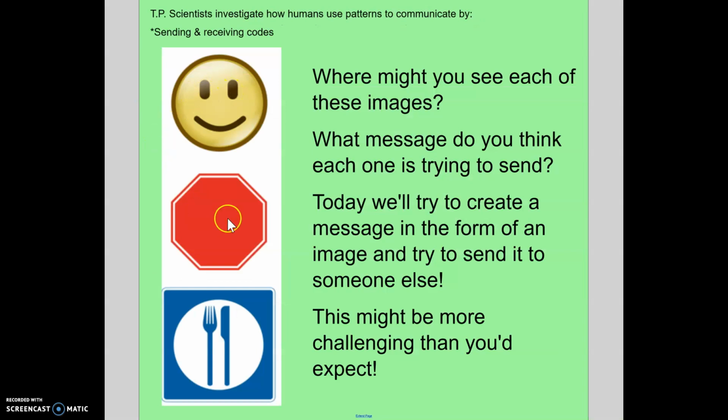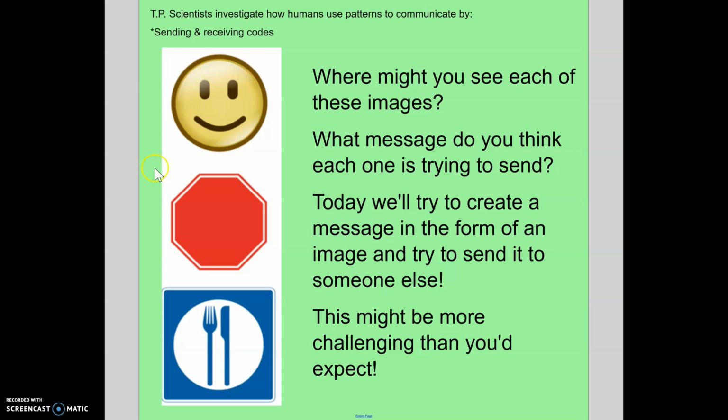So look at these three images. What message do you think each one is trying to send? Where might you see these images? Well, I know that this is a stop sign. This is trying to tell me to stop. I might see this on a road. I might see this one on a road too. It tells me that there's a restaurant up ahead. And we usually see this in texting. This is an emoji saying that someone is happy.